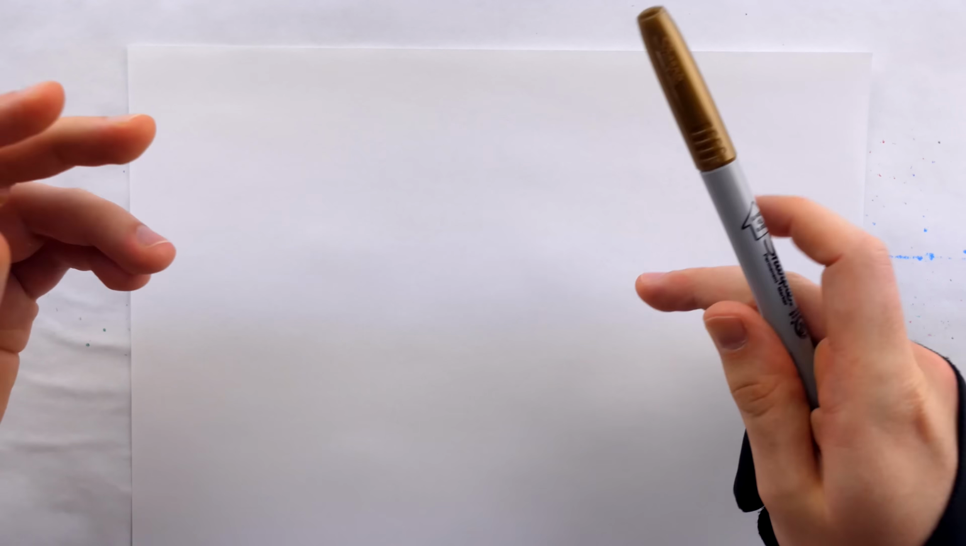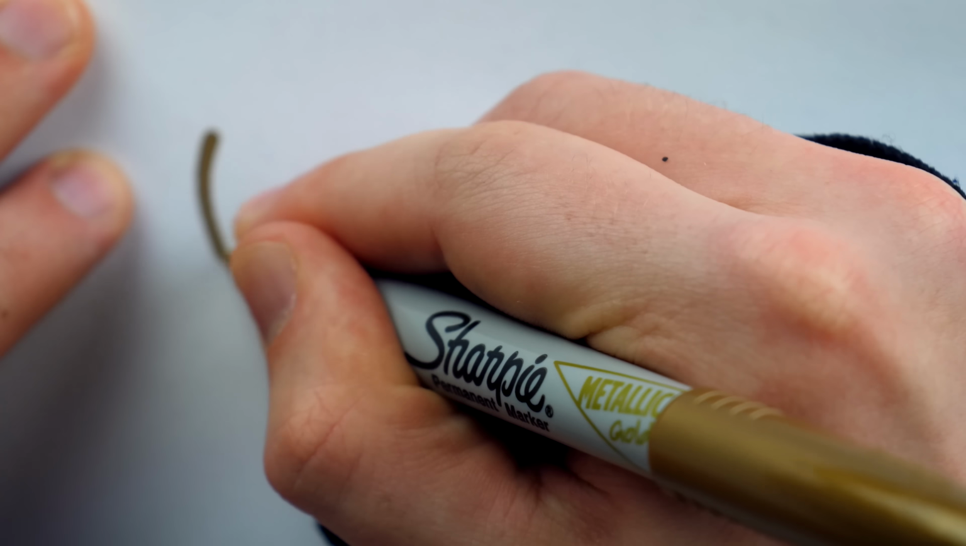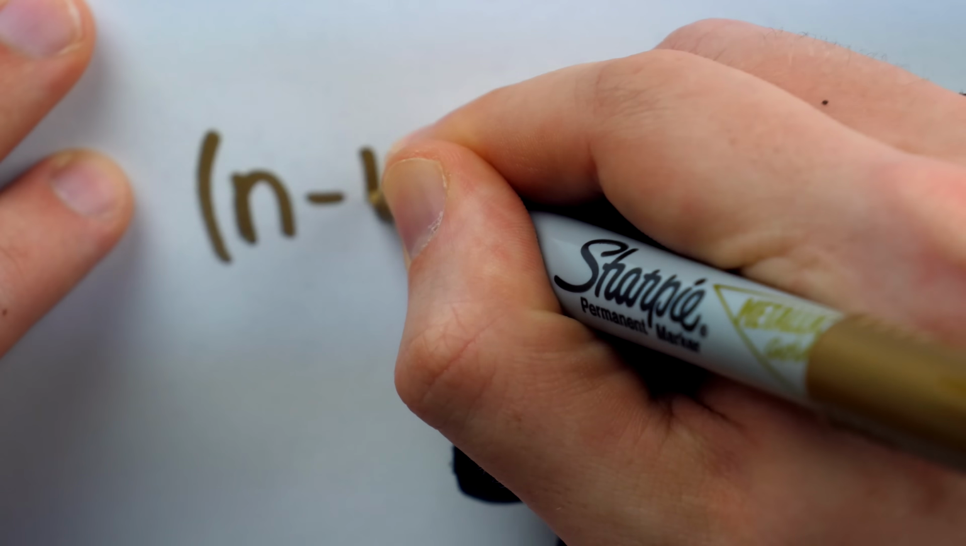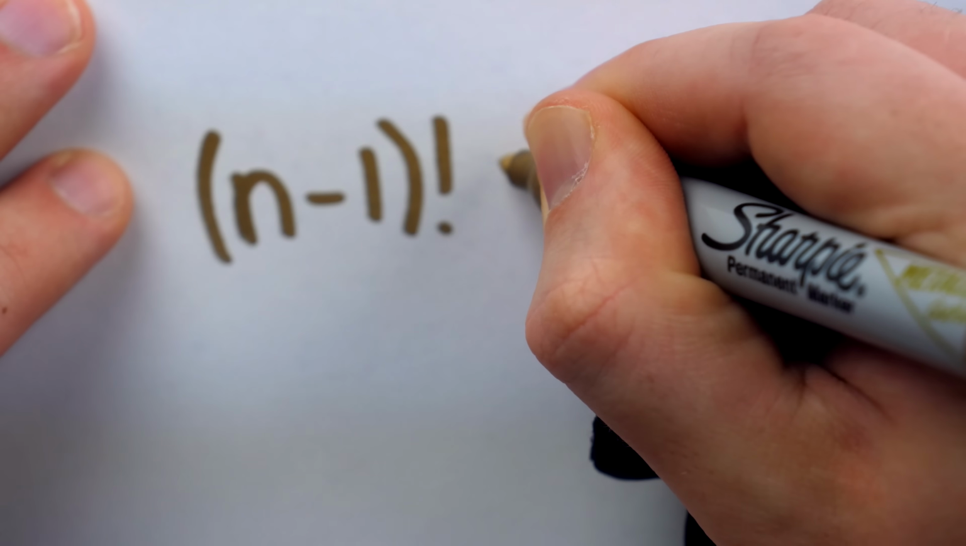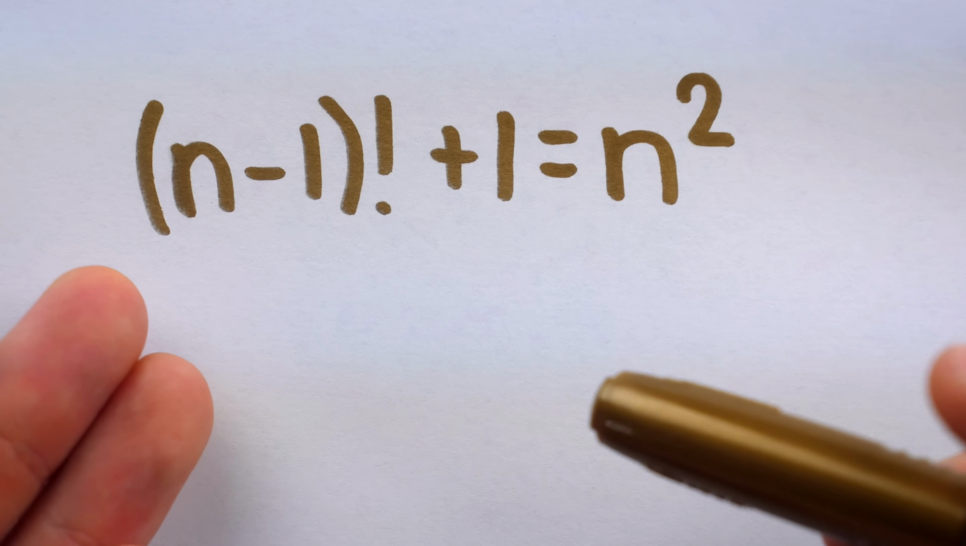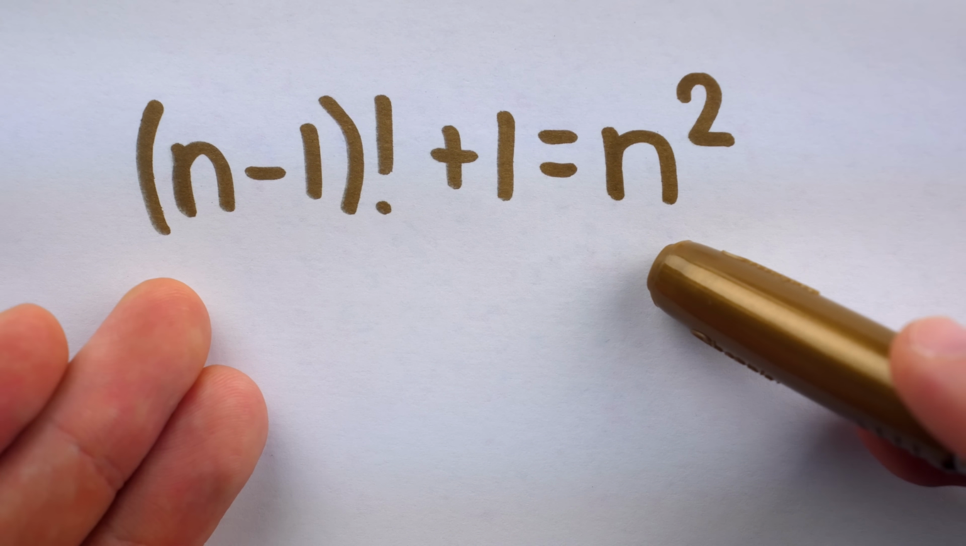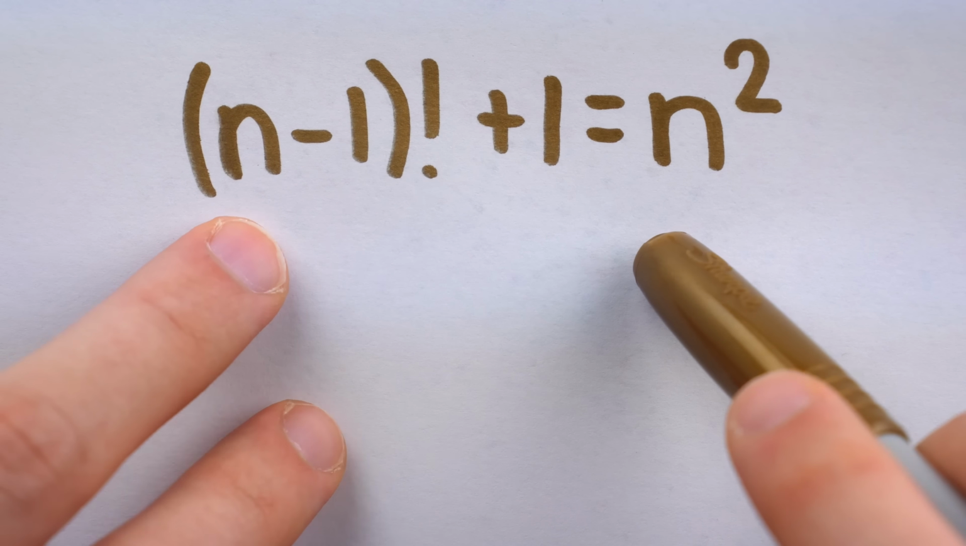Of pancakes, but I've brought out my Sunday best and figured we could at least solve a fun little factorial problem. So consider this: (n minus 1) factorial plus 1 equals n squared. Now's a fine time, perhaps even the best time, to pause the video and have a go at solving this yourself. Alright, there are a couple of ways we could solve this.